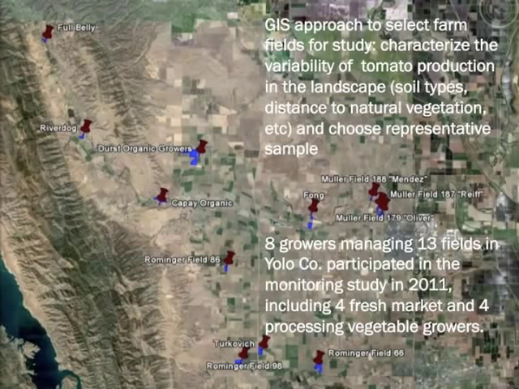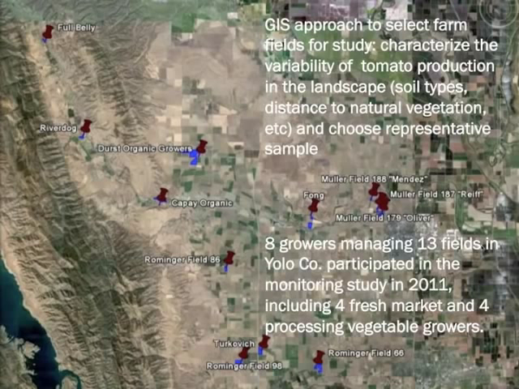We characterized the variability of this production area in terms of different soil types, different distance to natural vegetation, and other variables. This allowed us to quantify the full range of variability in organic tomato production in this landscape and ensure that we picked a representative sample.